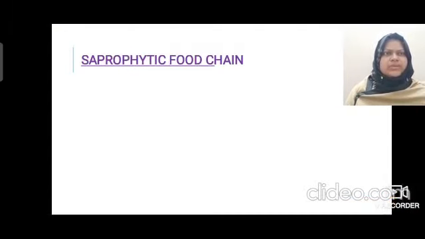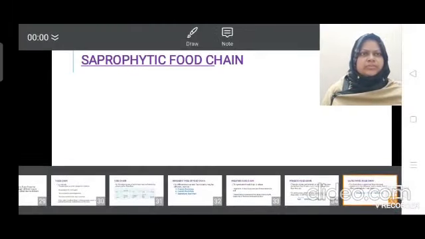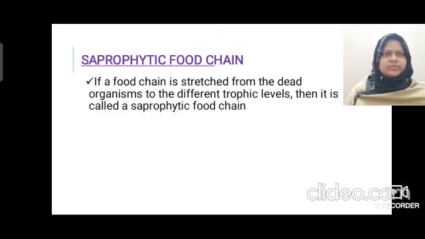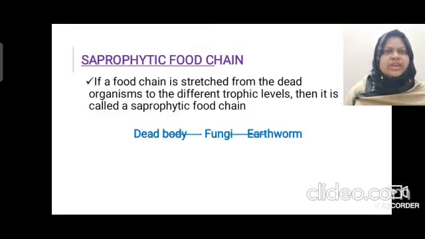Now, saprophytic food chain. If a food chain is stretched from the dead organisms to the different trophic levels, then it is called a saprophytic food chain. For example, fungi found on the dead bodies or feed the dead bodies, and earthworm feed the fungi.